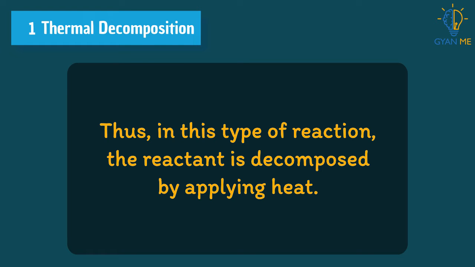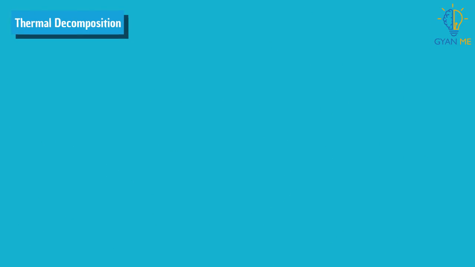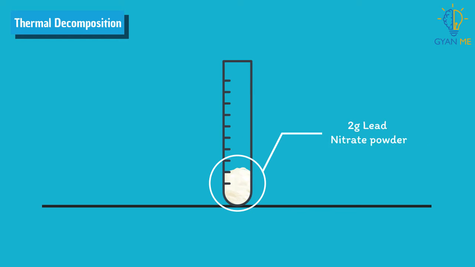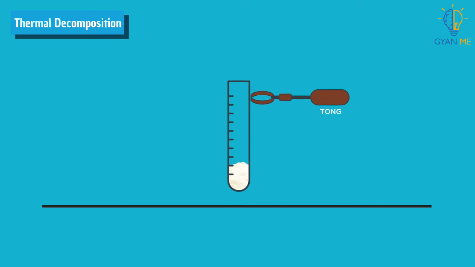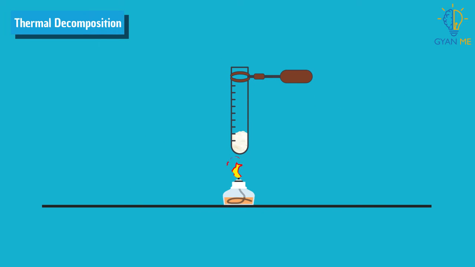Let us understand it better with the help of an experiment. For this, take about 2 grams of lead nitrate powder in a boiling tube. Now hold the boiling tube with a pair of tongs and heat it over a flame. What do you observe? Yes, some brown fumes are emitting. These are fumes of nitrogen dioxide.